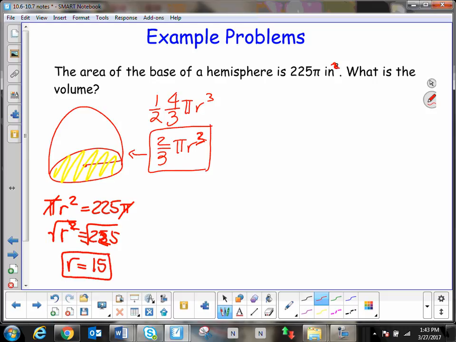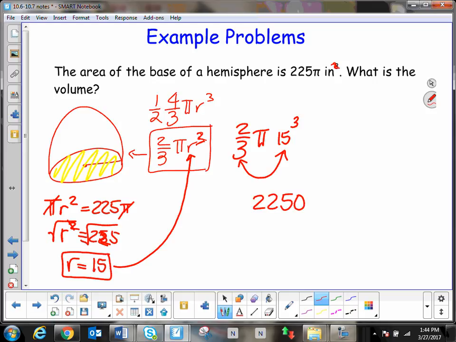Now plug r into there, and you'll have 2/3 pi 15 cubed. Go ahead and multiply just those two in your calculator. Let's leave it in terms of pi. Make sure you're putting 2/3 in parentheses like a fraction. 2,250. Just add a pi. And there's your answer.